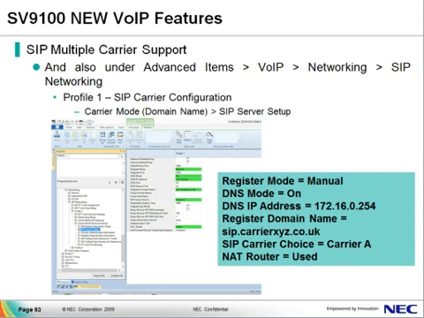We then go to SIP Server Setup underneath Advanced Items, Voice over IP, Networking, SIP Networking, selecting Profile 1 and underneath the Carrier Mode Domain Name section. On here, because we're sending a username and password to the SIP carrier, we enable register mode, and because we're using a fully qualified domain name, we need to use a DNS lookup to be able to find the IP address from this. So we enable DNS mode and enter a suitable DNS IP address. The registered domain name is from the SIP carrier and is entered as sip.carrierxyz.co.uk, and then the SIP carrier choice for that carrier is selected, so in this case carrier A. Because we're using a NAT router, we enable that on this page also.